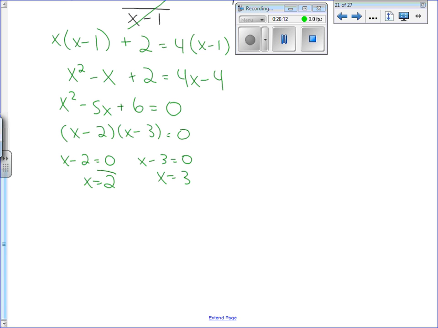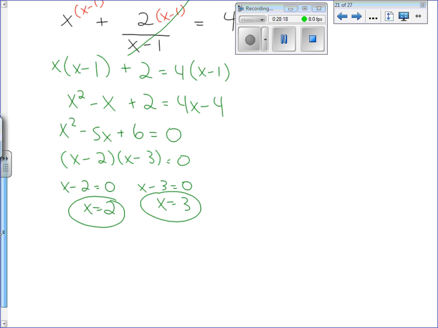So these are my two solutions, which I can verify if I want. Okay. So your factors are not your solutions. Your factors, you have to set equal to 0 and then solve for your solutions.